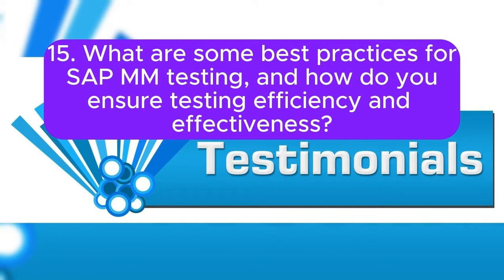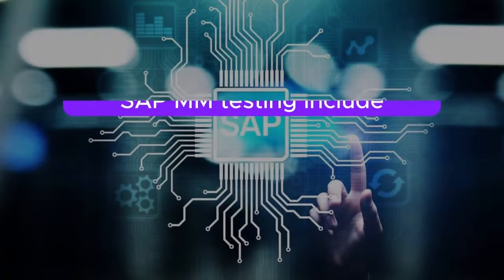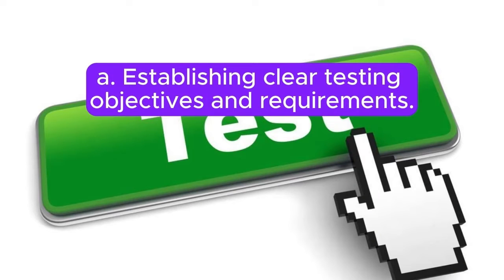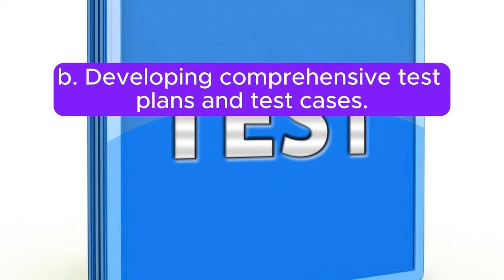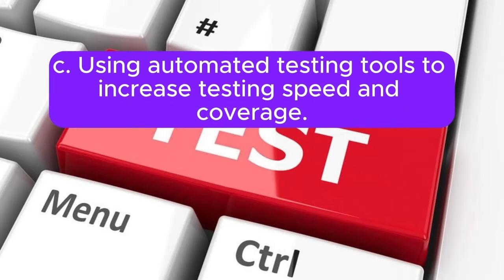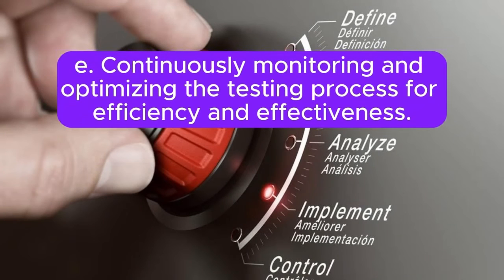15. What are some best practices for SAP testing, and how do you ensure testing efficiency and effectiveness? Answer. Some best practices for SAP testing include: A. Establishing clear testing objectives and requirements. B. Developing comprehensive test plans and test cases. C. Using automated testing tools to increase testing speed and coverage. D. Collaborating closely with business users and stakeholders. E. Continuously monitoring and optimizing the testing process for efficiency and effectiveness.